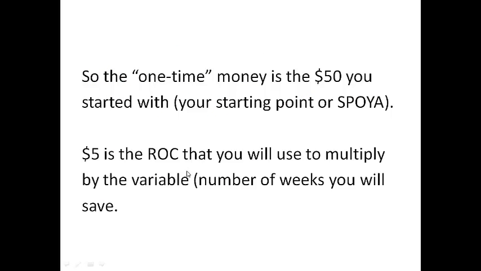So the one-time money is the $50 you started with, your starting point or SPUIA. $5 is the rock that you will use to multiply by the variable. It's the number of weeks you will save.